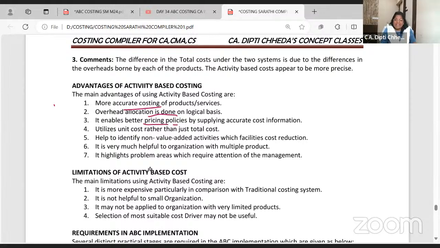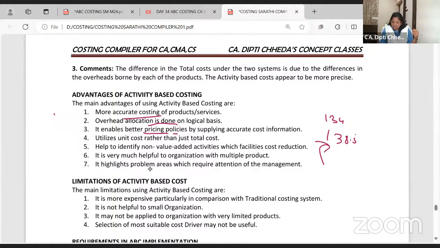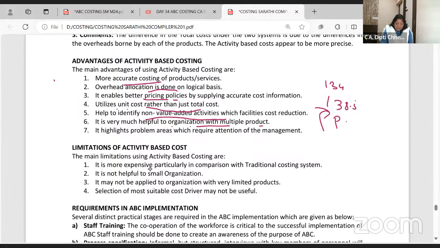It enables better pricing. There the price was 134. Here it is 138.5. So put the profit on this. It utilizes unit cost rather than total cost. Waste of cost, non-valuable activities can be reduced because you are doing activity based costing. It is very much helpful to organize with multiple products. Limitation is, of course, it's expensive, dear students. You need detailed data: number of batches, number of machine hours, number of labor hours, number of units, a lot. So it's not suitable for small organizations.